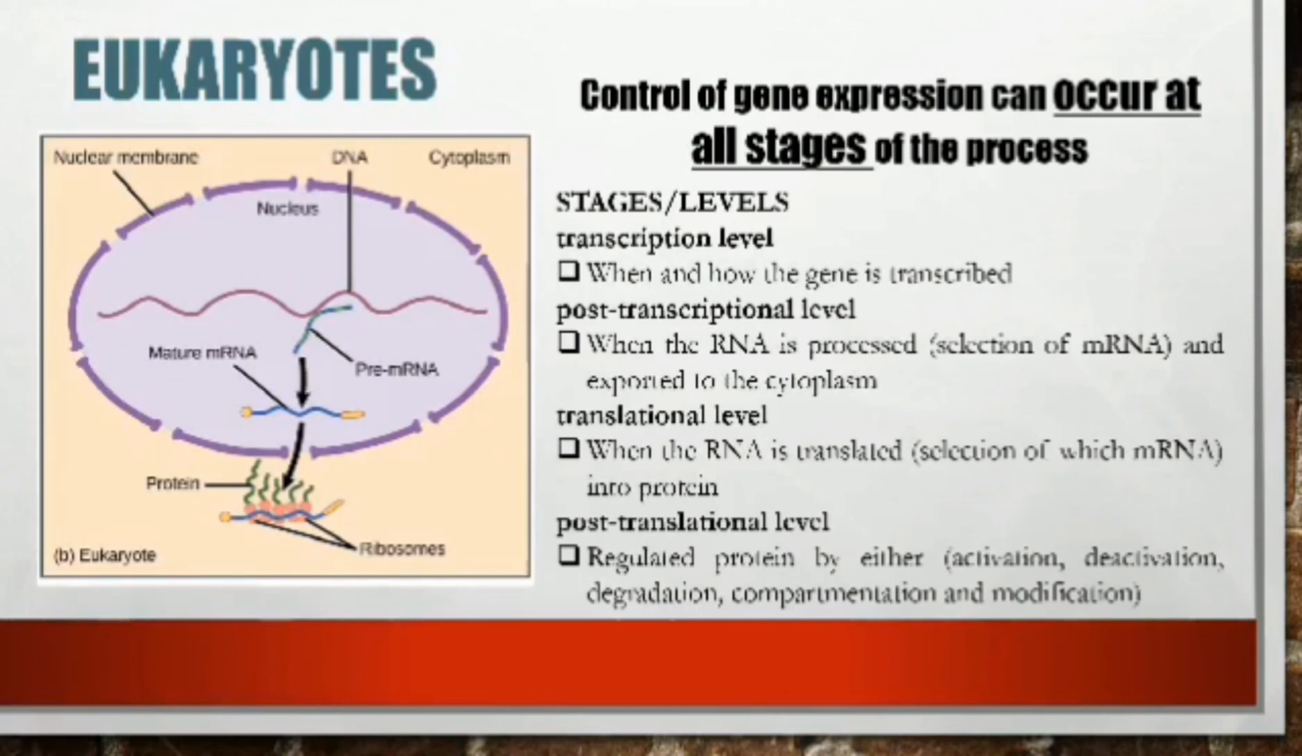Second, we have the post-transcriptional level. In this level, the RNA is processed. But firstly, the selection of mRNA happens. Then it is transported to the cytoplasm. Next is the translational level. In this level, control happens by selection of which mRNA should be translated.